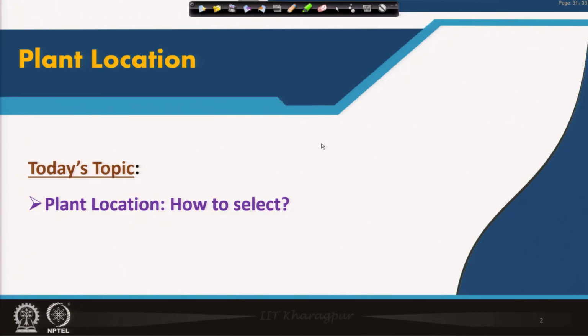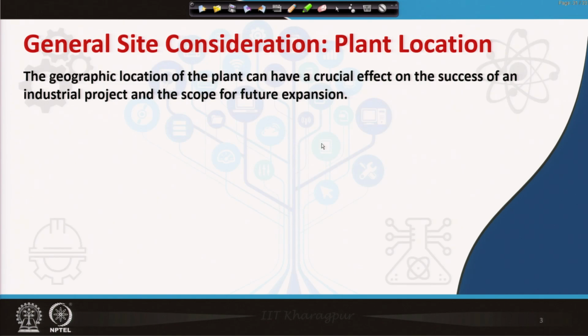These factors are of varied types. There will be technical factors, and there are political issues as well. So, let us be familiar with various factors that are used to decide the plant location. How to select plant location is today's topic.